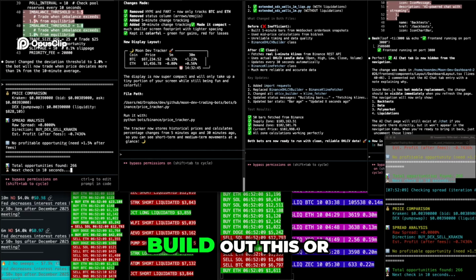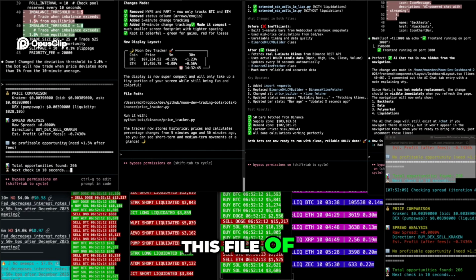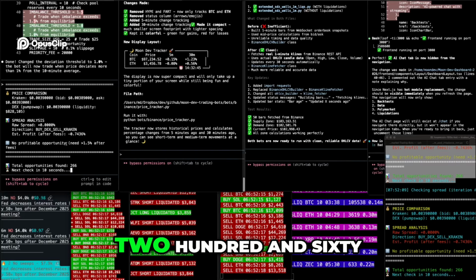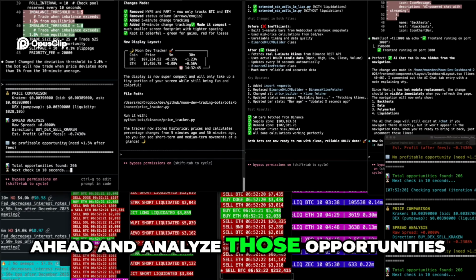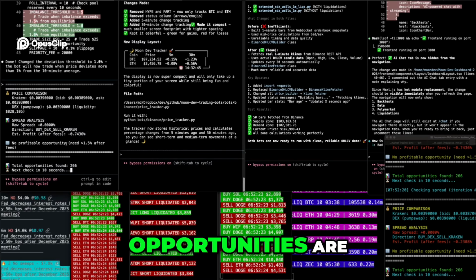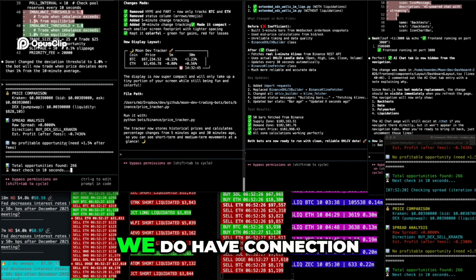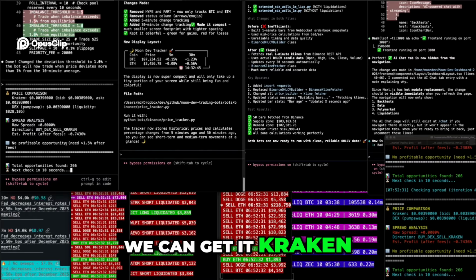Yesterday you had me run this file of dex spread monitor. Can you confirm you can find that file? You can see there's 266 opportunities. What I want you to do is go ahead and analyze those opportunities, see what the best opportunities are, see if it's worth our time to build out a bot for this. We do have connection to Kraken. We do have connection to Solana. We can get it cracking.